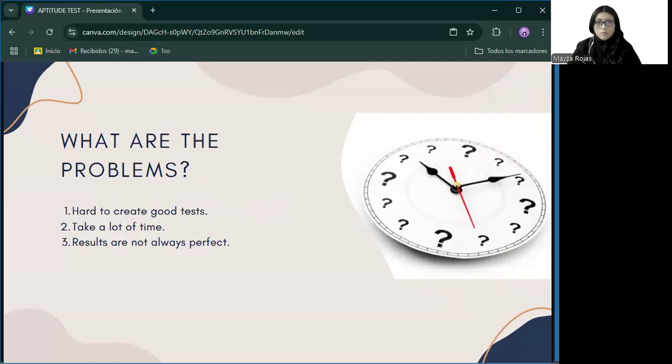But we also have problems. What are these problems? Well, first, it's hard to create good tests. It's complex to design. Also time consuming because it takes a lot of time, and not always accurate, so the results are not always perfect.